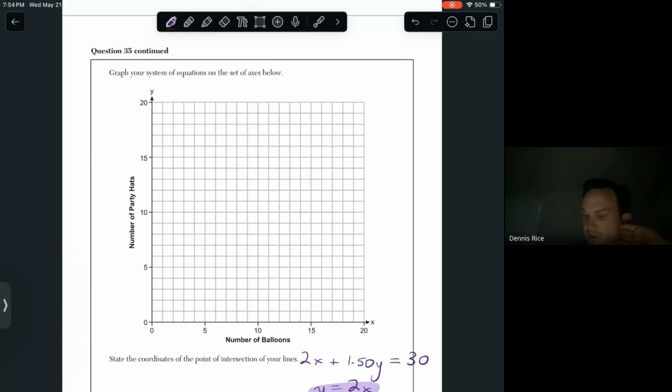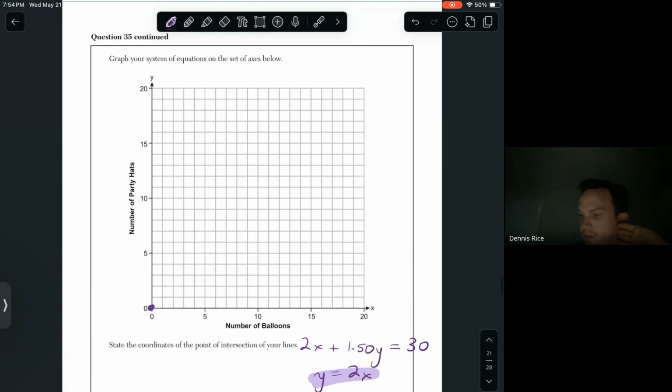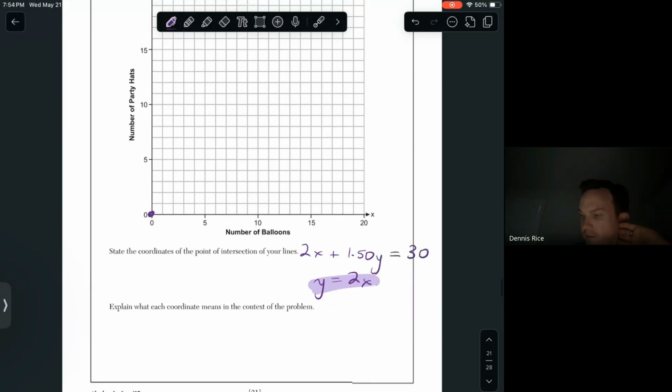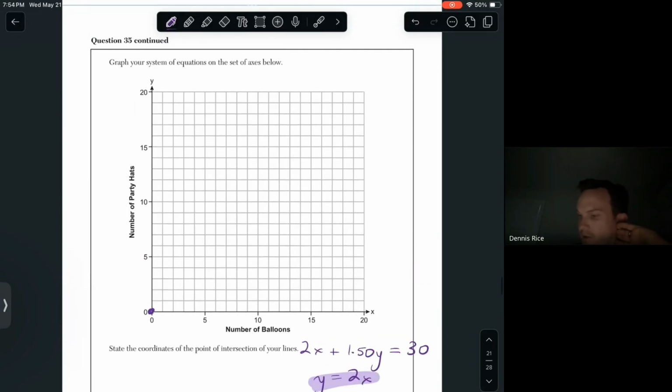So it passes through 0, 0. And when x is 20, y would be, well, that's going to be cut off. That would be 40. When x is 10, y is 20. So this one's going to be off the page pretty quickly. Okay, that's y equals 2x. How did I get that graph? I plugged in a 0, I got a 0. I plugged in a 10, I got a 20. And this could be off your graphing calculator.